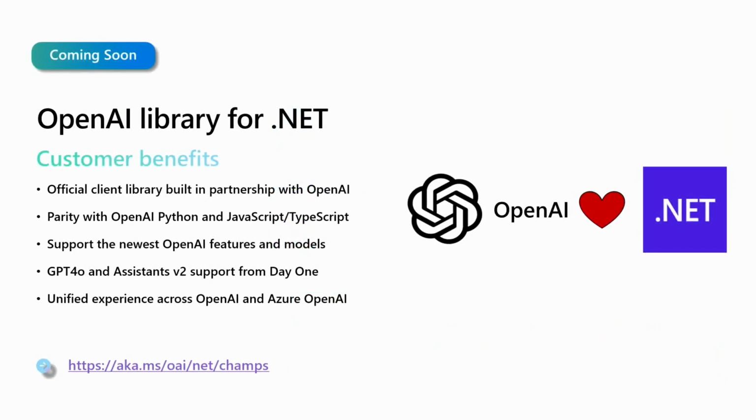We are also working on the OpenAI library for .NET. This is a library which gives you parity with OpenAI Python and JavaScript and TypeScript. If you want to learn more about it, there is a helpful link over there. But you can use this library if you want to take advantage of GPT-4o or the Assistants v2.